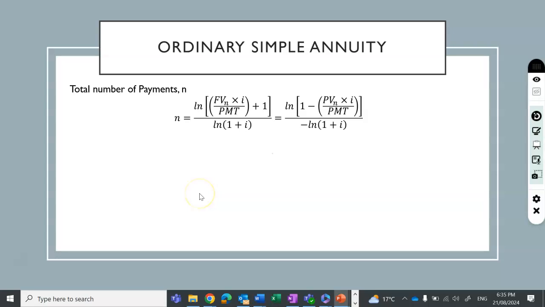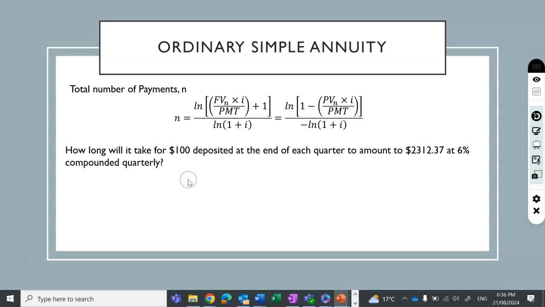Now calculating the N value, that is the total number of payments. We can use the first formula if future value is given. We can use the second formula if present value is given. And you will identify whether the given problem is future value or present value the same way we did earlier. So let's see an example.